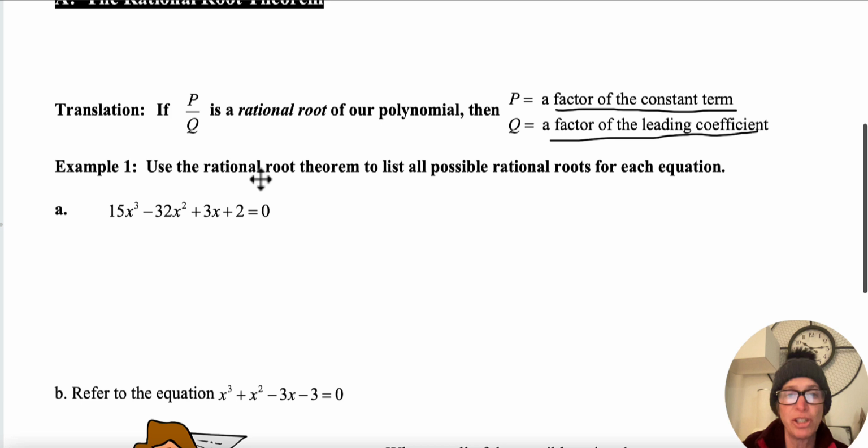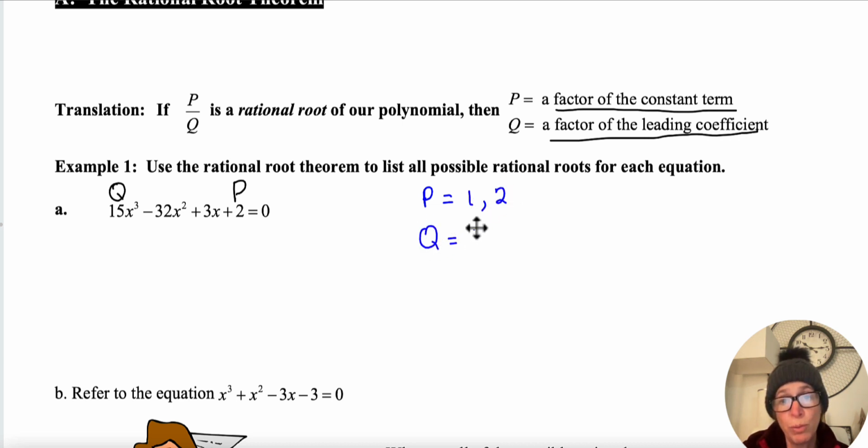So it says use the rational root theorem to list all the possible rational roots for this equation. All right, so p is our constant term. I'm going to put a p above 2. q is the factor of the leading coefficient, okay? So q is 15. So I need to write down all my factors of p, which would be 1 and 2. I need to write down all my factors of q, which would be 1 and 15 and 3 and 5. Okay, so those are all the factors of those numbers.